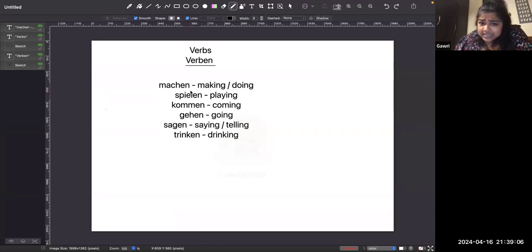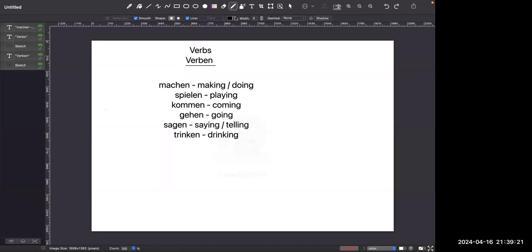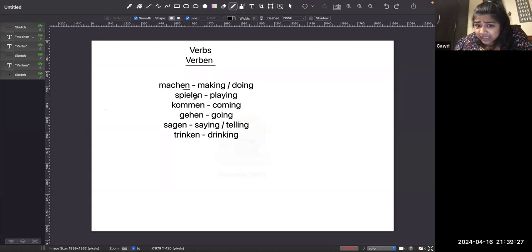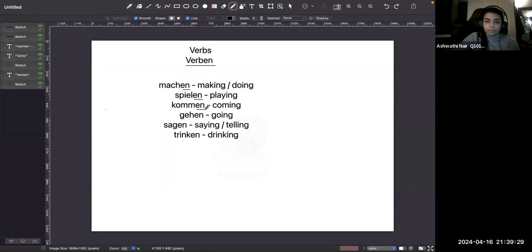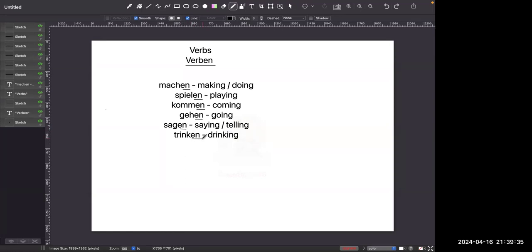So guys, if you look at these German verbs, machen, spielen, kommen, gehen, sagen, trinken, is there anything common in these verbs? So can we say all the verbs in German are ending with en? Looks like it. Yes. So you can see that all the verbs are ending with en.